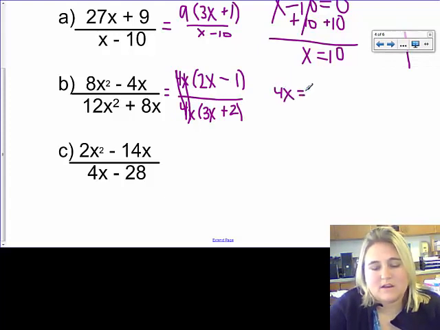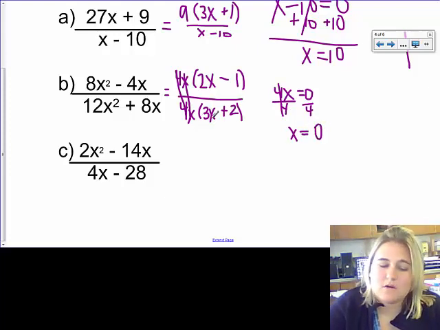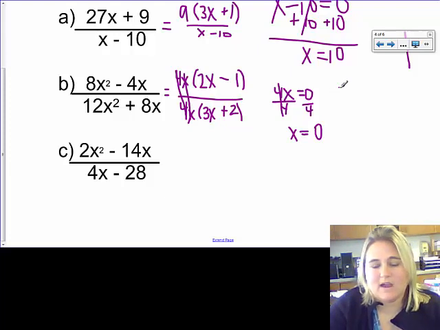So to get x by itself, we have to divide by 4, which leaves me with x equals 4. So that's my first one. And my other one is where this part is going to be set equal to 0. So I have 3x plus 2 equals 0.